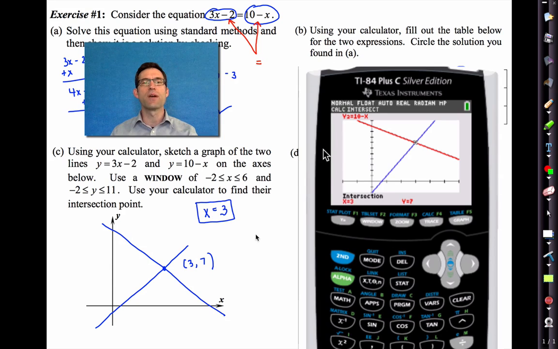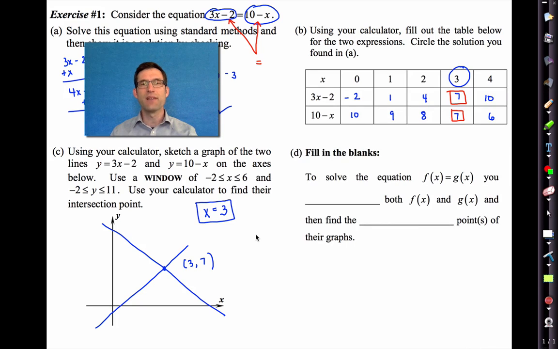And this gives rise to one of the most amazing solution techniques for all equations that has nothing really to do with algebra per se. It's purely graphical. Let's get rid of the calculator right now and fill in some blanks. To solve the equation f of x equals g of x, whatever f of x and g of x are, you're going to graph both f of x and g of x, and then you're going to find the intersection points of their graphs. And let me just be very clear, you're going to then use the x values, because that's ultimately what we're solving for when we solve an equation. We're solving for x or t. We're not particularly solving for y in this case.